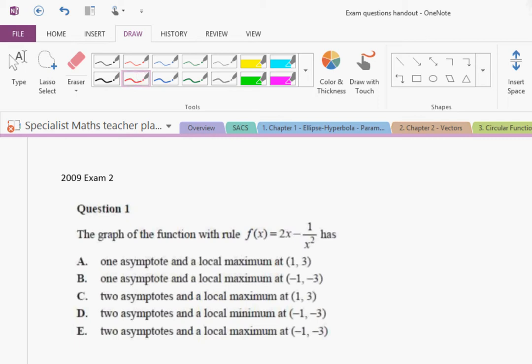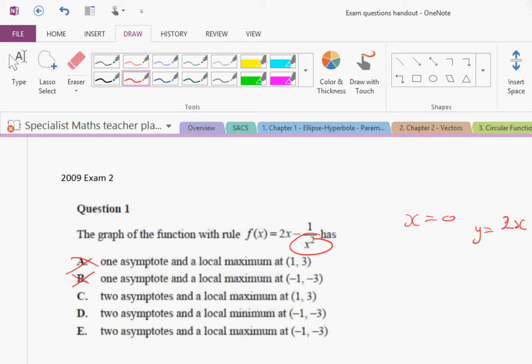First of all, x can't equal 0. That's one asymptote, so x is equal to 0 as an asymptote. And if x can't equal 0, then that means f of x can't equal 2x either. So therefore, you've got an asymptote of y is equal to 2x. So it's got 2 asymptotes. Therefore, we rule out those ones, and it has to be C, D, or E.